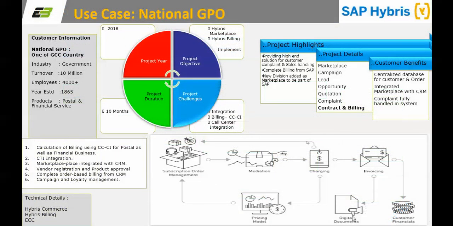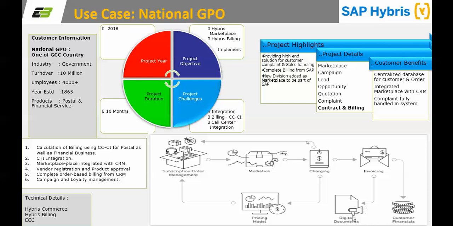Let us see a use case wherein eBorn has recently provided a SAP Hybris Billing solution to National GPO for postal and financial services. National GPO required a complete digital transformation solution for integration with their different systems, complex customer billing for postal and financial services, and call center integration for resolution of complaints.